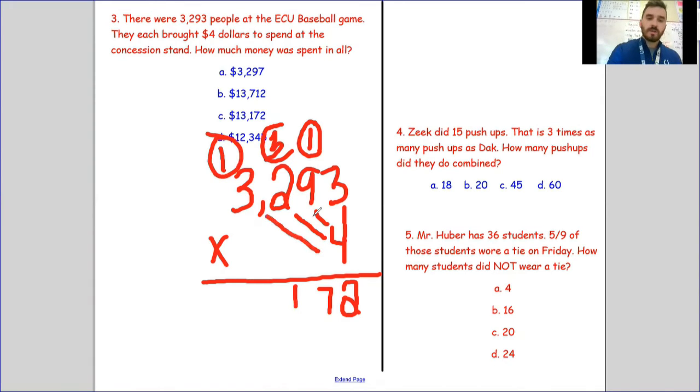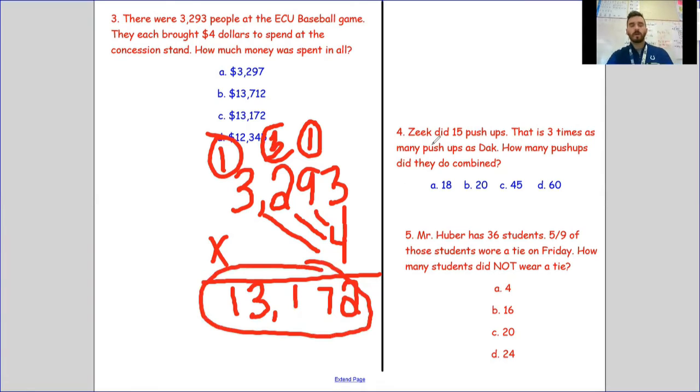Last but not least, I'm going to multiply that 4 times the thousands place. 4 times 3 gives me 12, plus 1 gives me 13. Since there's no more numbers to carry over, I'll just put the 13 there, and that would give me C, 13,172. So we've never stacked big 4-digit numbers and multiplied like that, but it's something we're going to end up doing as we move on throughout the year. We're going to end up multiplying those by 2-digit numbers too, which we'll get to. But this is something that you're going to see in the near future.